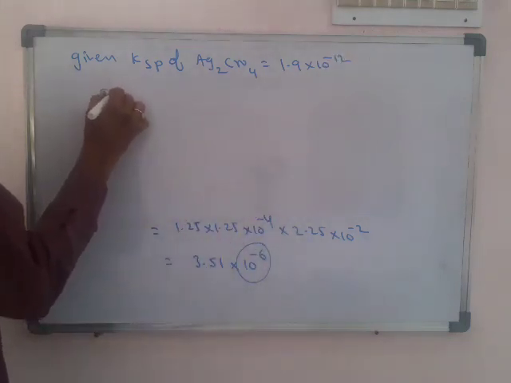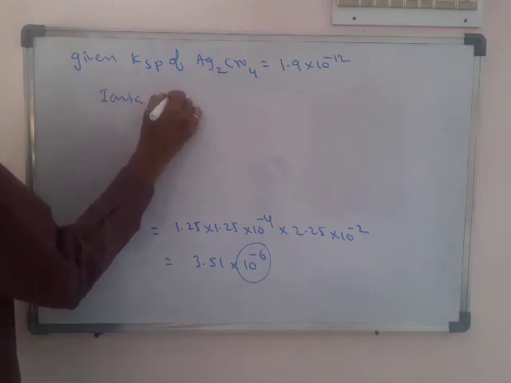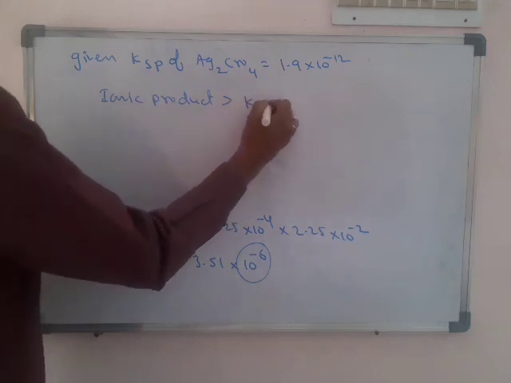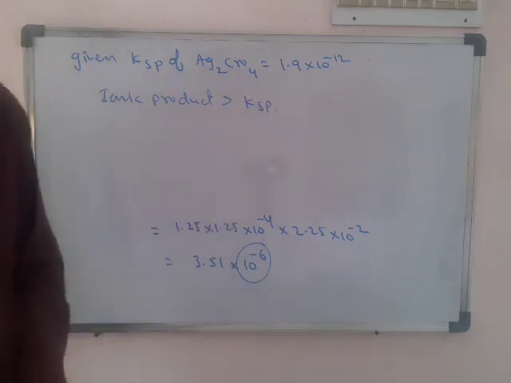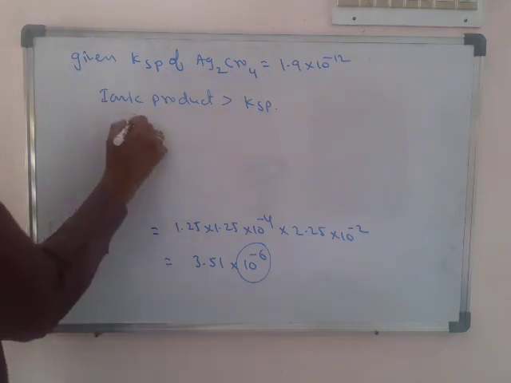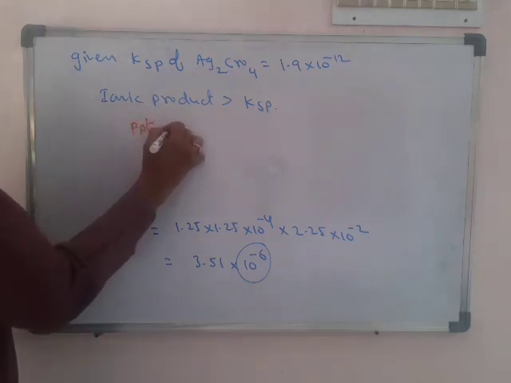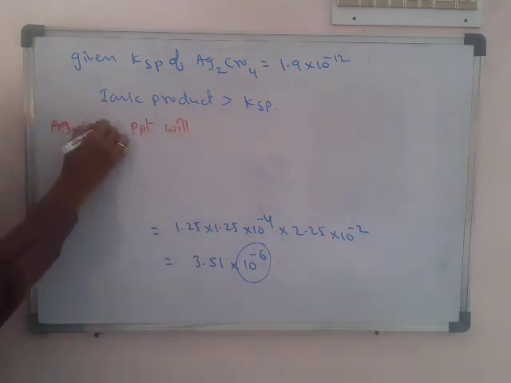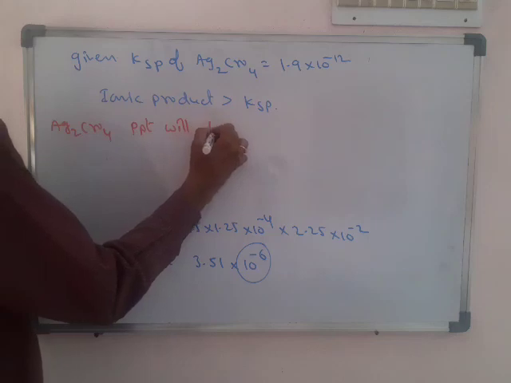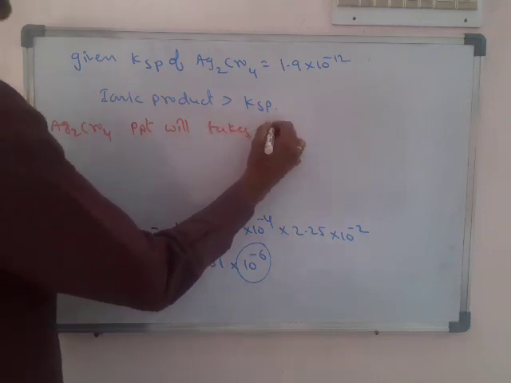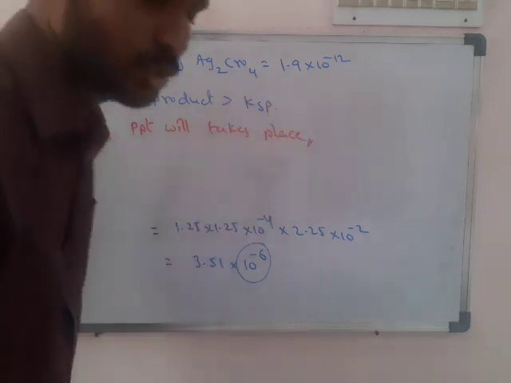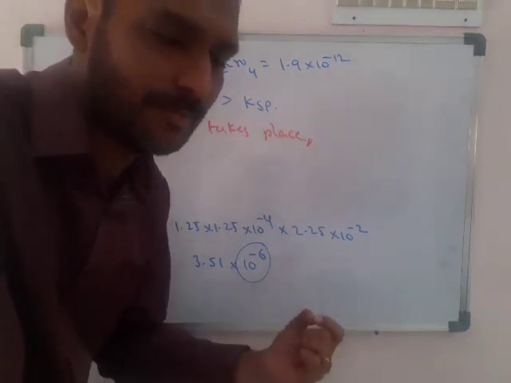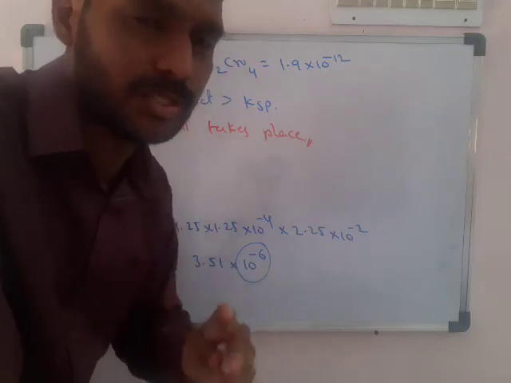So here the ionic product is greater than Ksp. Ionic product greater than Ksp means simply we can say a precipitate will form. Silver chromate precipitate will take place. Okay. This type of problem is very important, so try to practice them, and I will also give some more questions in the worksheet.